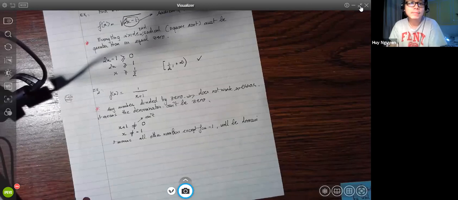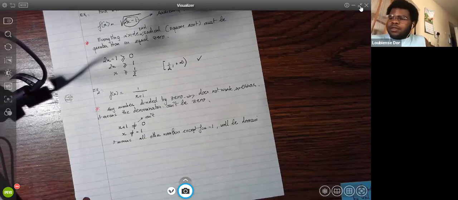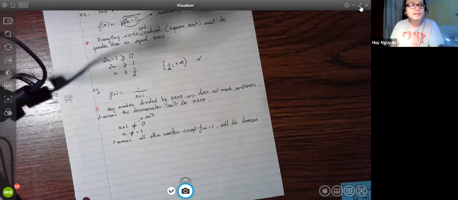For example, what number? Anyone can tell me? What number will be in the domain? 2, 4, 7, negative 5, infinity, negative infinity, right? Except for negative 1. Even 0 works.